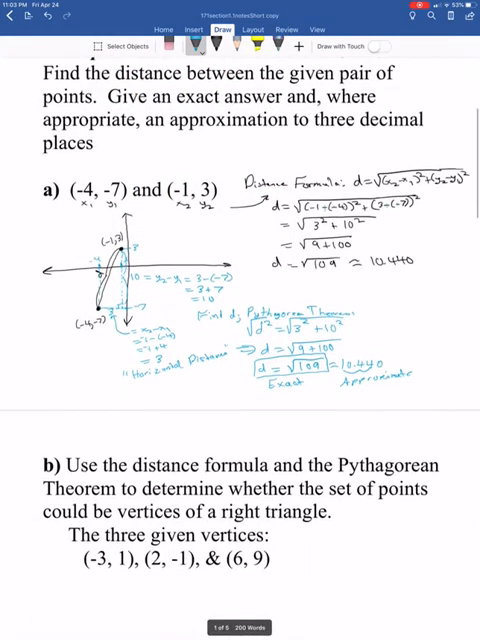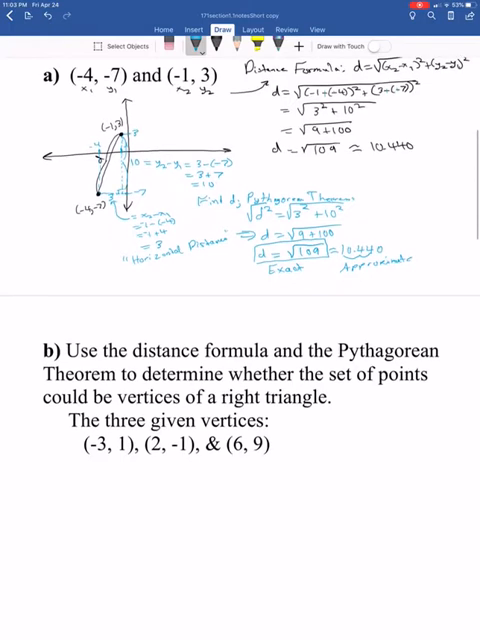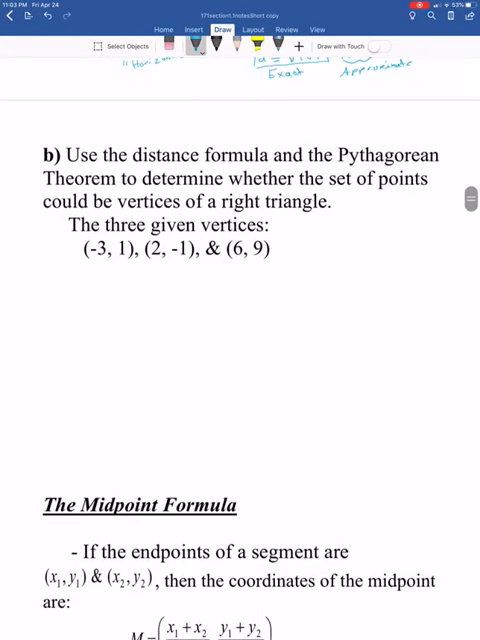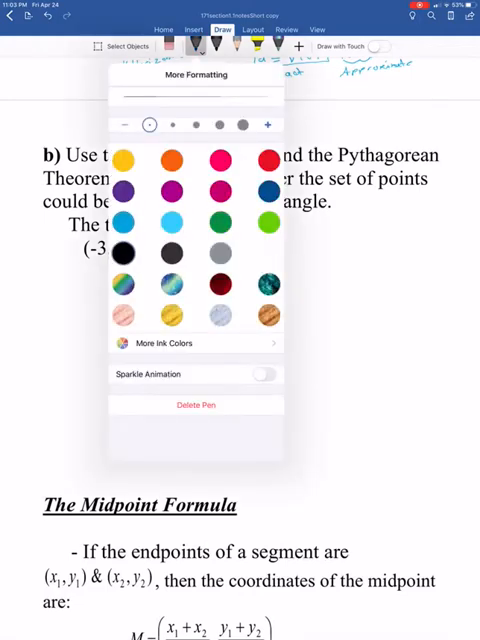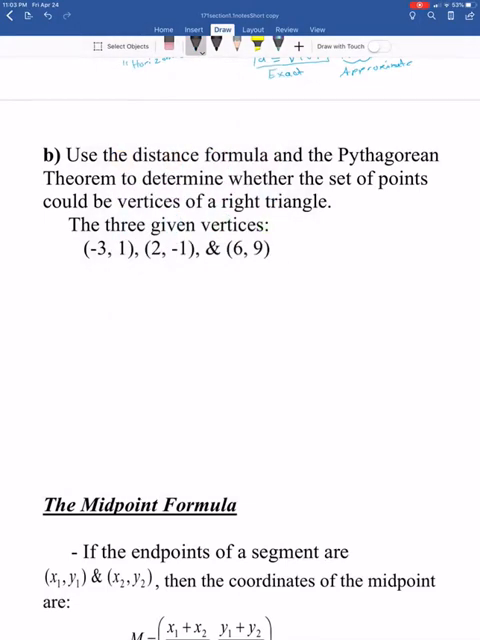Now, as we move on to example B, so we continue our topic here, looking at distance. It says use the distance formula in the Pythagorean theorem, which we've talked about, improving our distance formula, to determine whether the set of points could be vertices of a right triangle. So I want to prove whether or not these three ordered pairs are the vertices of a triangle with a 90-degree angle in it, right triangle. So what I'd like to do first, just to see it, let's get a picture. Let's go ahead and draw in the triangle they give us.